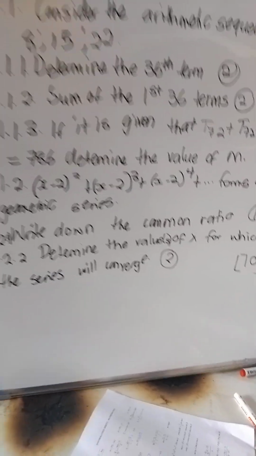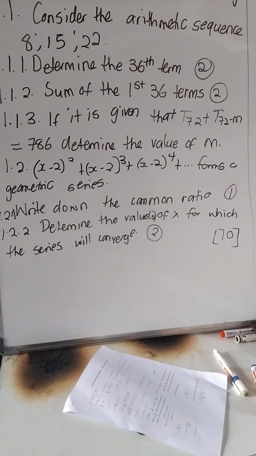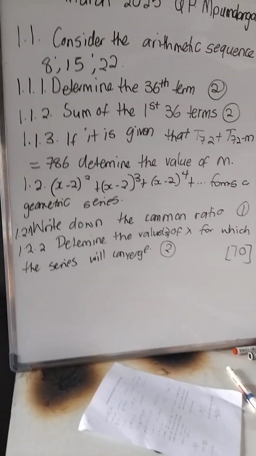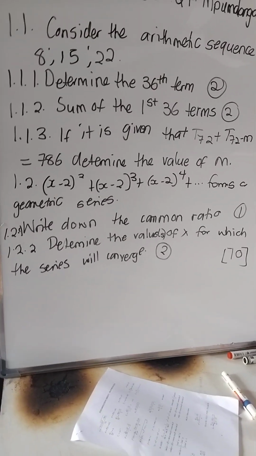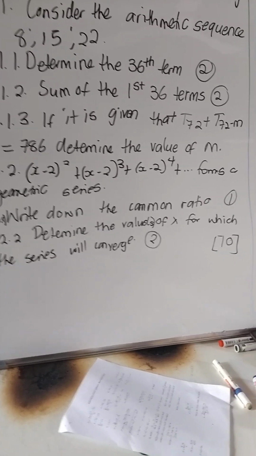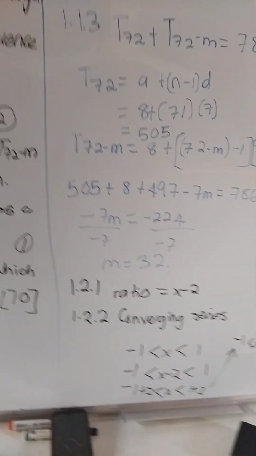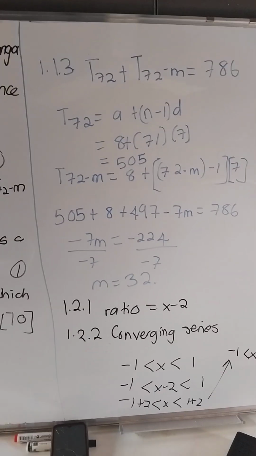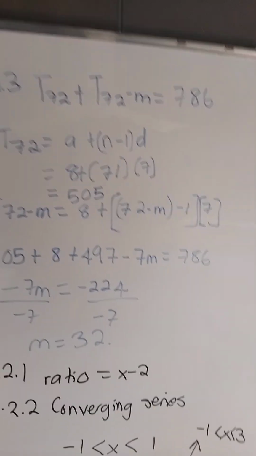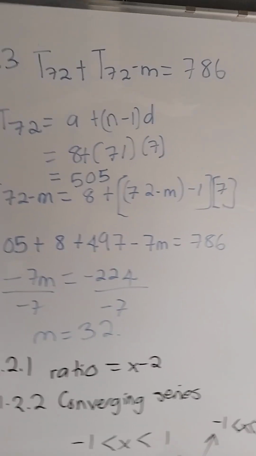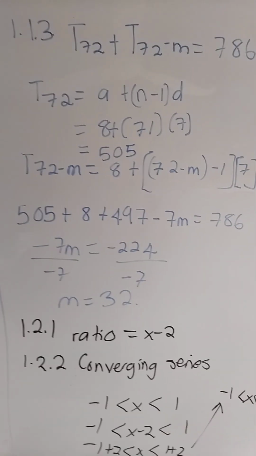It says if it is given that T(72) plus T(72 minus m) is equal to 786, determine the value of m. And then how do we solve it? This is the way that we are going to solve it. We are going to say T(72) plus T(72 minus m) is equal to 786. So that's your first equation.